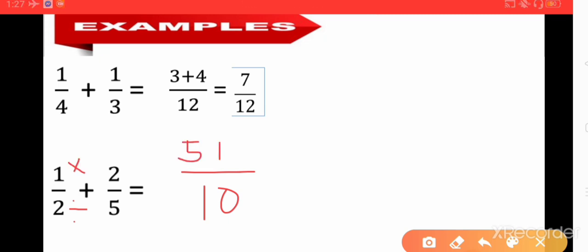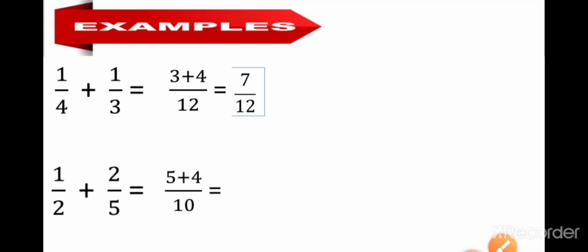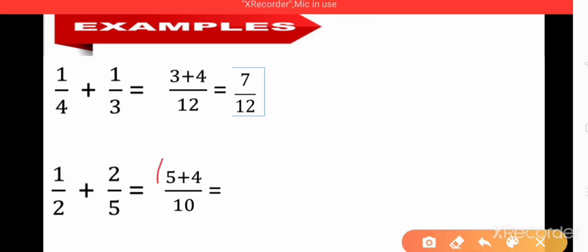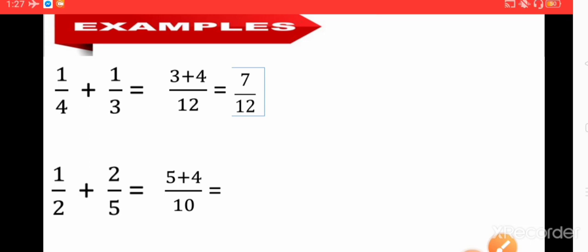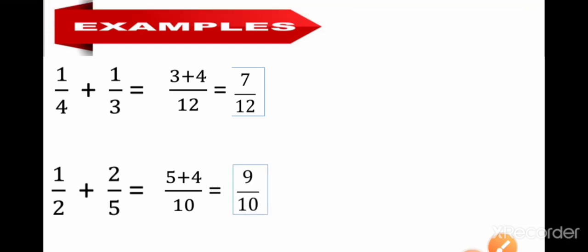Then, yung operation is addition. 10 divided by 5 will give you 2, times 2 will give you 4. Ngayon, meron na tayong 5 plus 4 over 10. Ayan. Next, 5 plus 4 will give you 9. Then the denominator is 10. So, the final answer is 9 over 10.